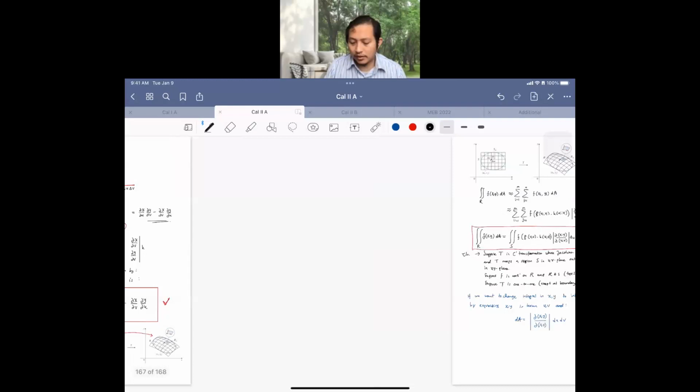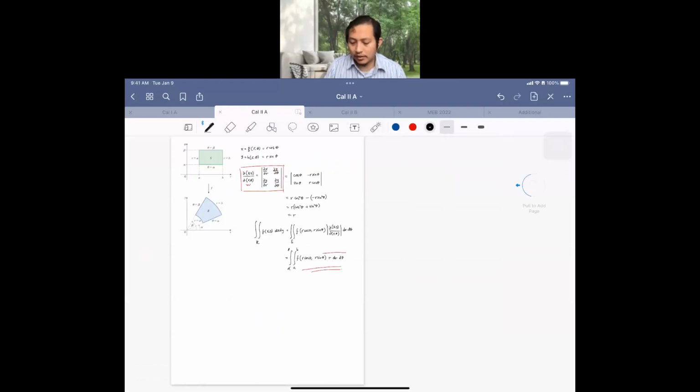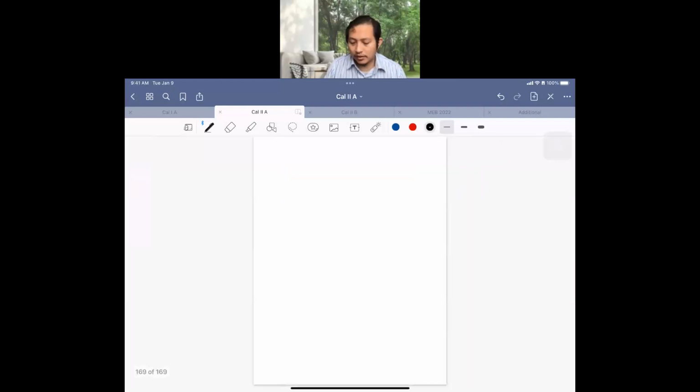I think probably giving you examples from the textbook and other exercises as well for this Jacobian can be helpful.